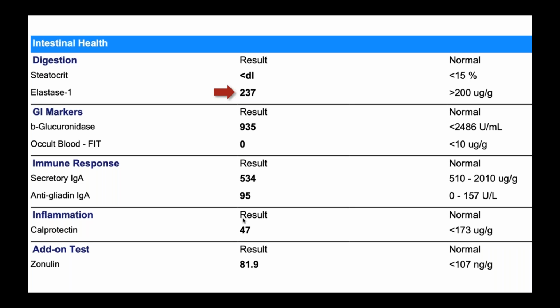So just a side note, we consider optimal for elastase on GI map to be around 500 and above. So this is well below that optimal range and would be considered suboptimal or low normal. Could be contributing to a general digestive dysfunction scenario, which then may play a role in promoting dysbiosis. And there are studies that support the fact that pancreatic insufficiency, or low elastase as a marker for pancreatic enzyme production, may be related to microbiome dysbiosis and may in fact be a major factor in dysbiosis.